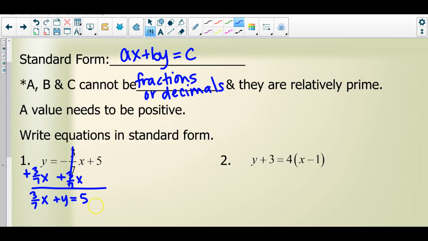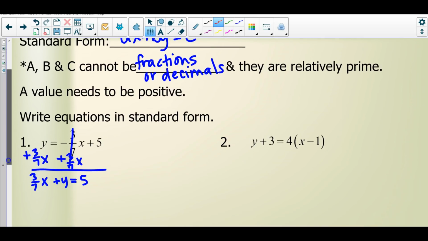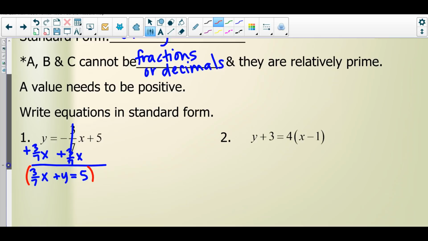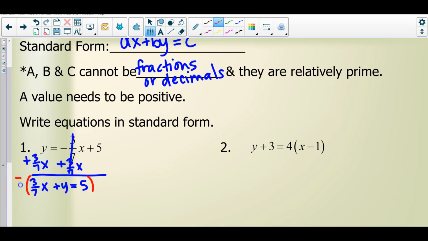Okay, so our x's and y's are on the same side, but we had said we cannot have any fractions. So in order to get rid of fractions, we are going to multiply the entire equation by the least common multiple, which in this case happens to be a 7. So when we multiply by 7, our 7's are going to cancel for our x's, and you're left with 3x plus 7y equals 35. So remember to multiply to each term in the equation.